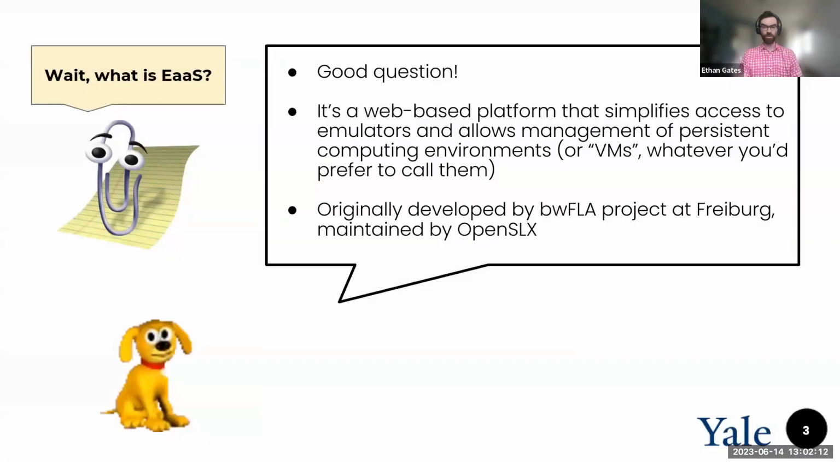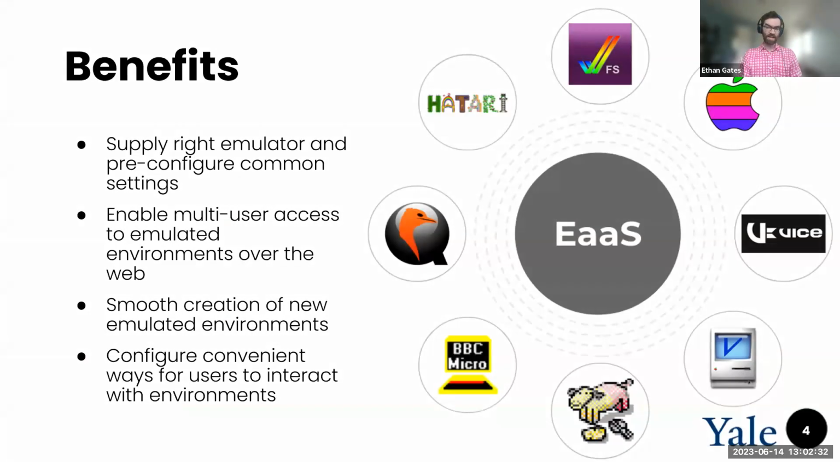Emulation as a Service, which was originally built by a team from the University of Freiburg in the Baden-Württemberg Functional Long-Term Access Project and is now maintained by OpenSLX, is an emulator management server allowing users to remotely create, run, and share a wide variety of legacy computing systems and software. EaaS essentially combines the powers of multiple open source emulator applications and funnels them all through a single browser-based interface, putting virtual Commodore 64s right next to a virtual PowerMac G4 next to a virtual Raspberry Pi.